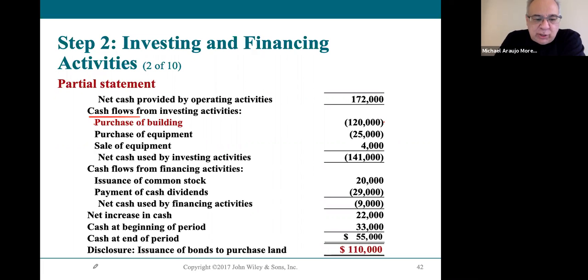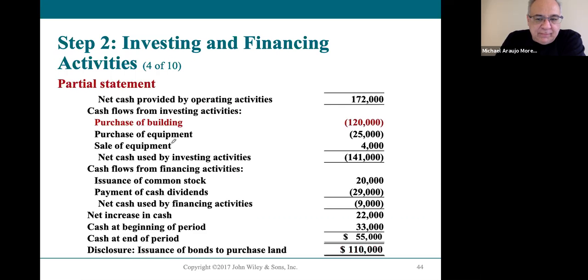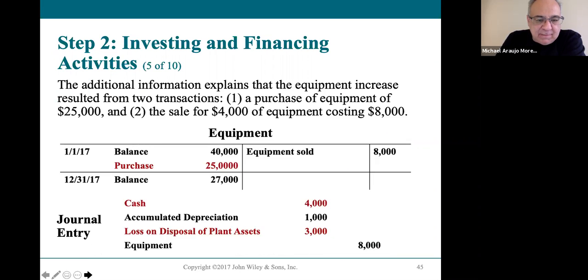They also purchased equipment, you might remember. That was from the additional information. They bought a building for $120,000. They also bought equipment, as you remember, for $25,000 in cash. And so again, that is going to show as cash going out. That's why it's a negative number there. So the first thing they did is they bought equipment for $25,000 in cash.